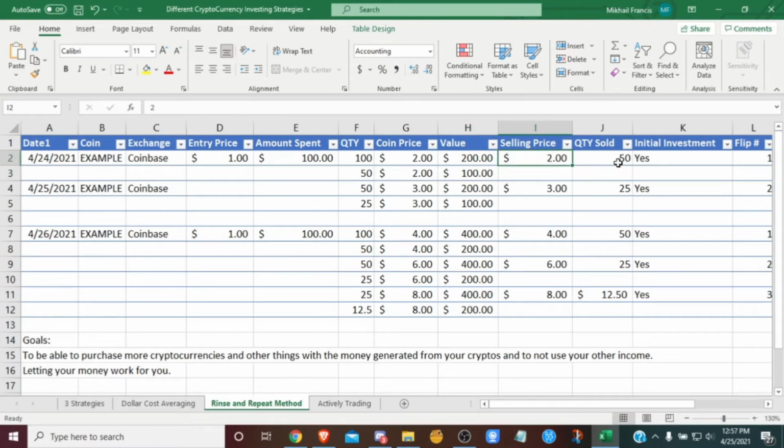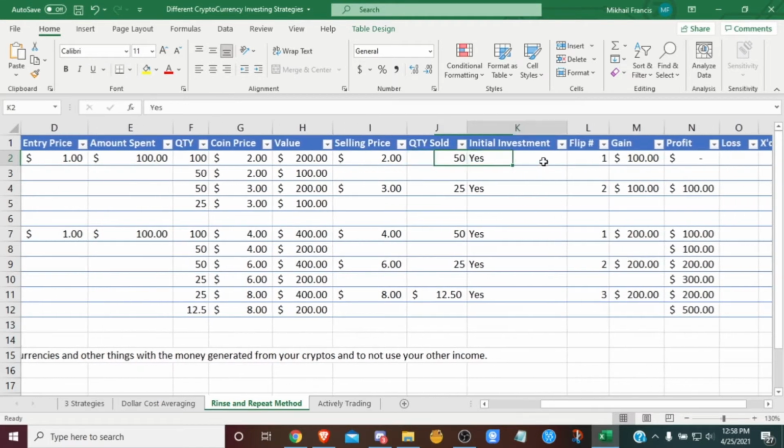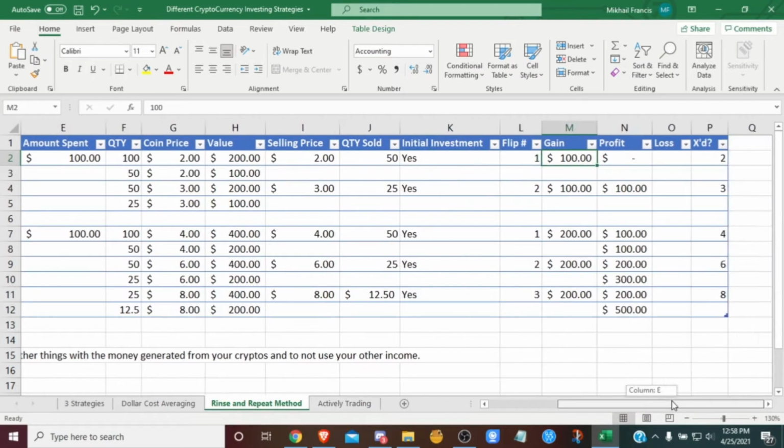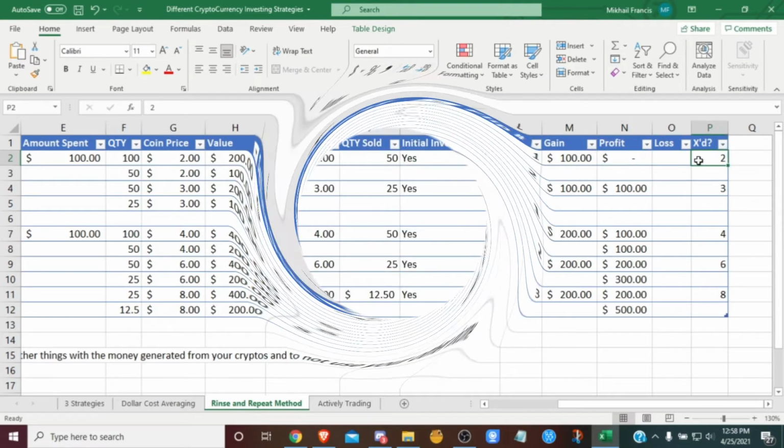If you sell half your stash at $2, that'll leave you at a quantity of 50, because initially you had a quantity of 100. Cut this in half, 50. You have back your initial investment. That was your first flip, and you gained $100. Zero profit though, because you only got back $100. Your initial investment was $100, so you didn't make a profit, and you 2x'd that coin.